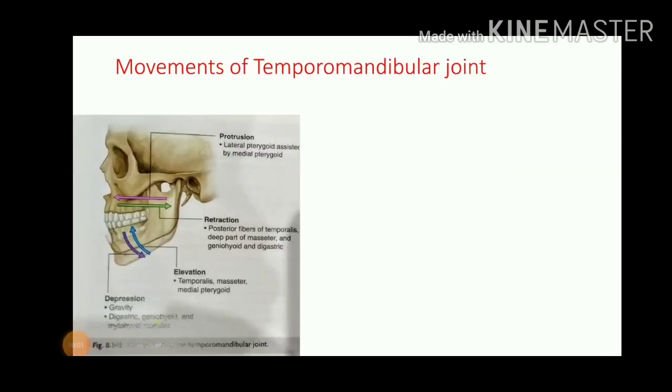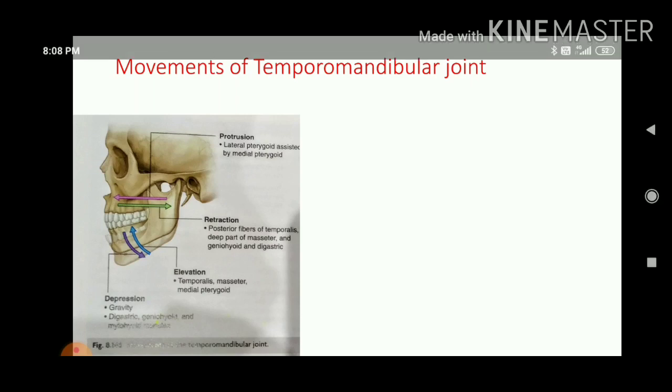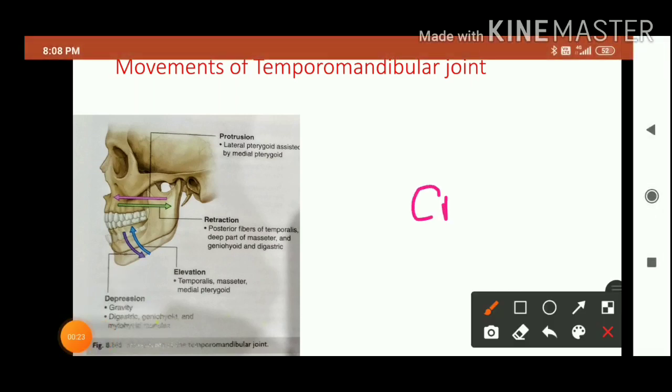What will be the nerve supply of the muscles of mastication? It is a very important question for viva and also for theory purposes. The muscles of mastication, the masseter, temporalis, lateral pterygoid and medial pterygoid, all of them are supplied by the mandibular branch of the trigeminal nerve, that is cranial nerve 5. But one thing to be taken into account, except the medial pterygoid, all the other muscles of mastication are supplied by branches of the mandibular nerve which are from the anterior division.